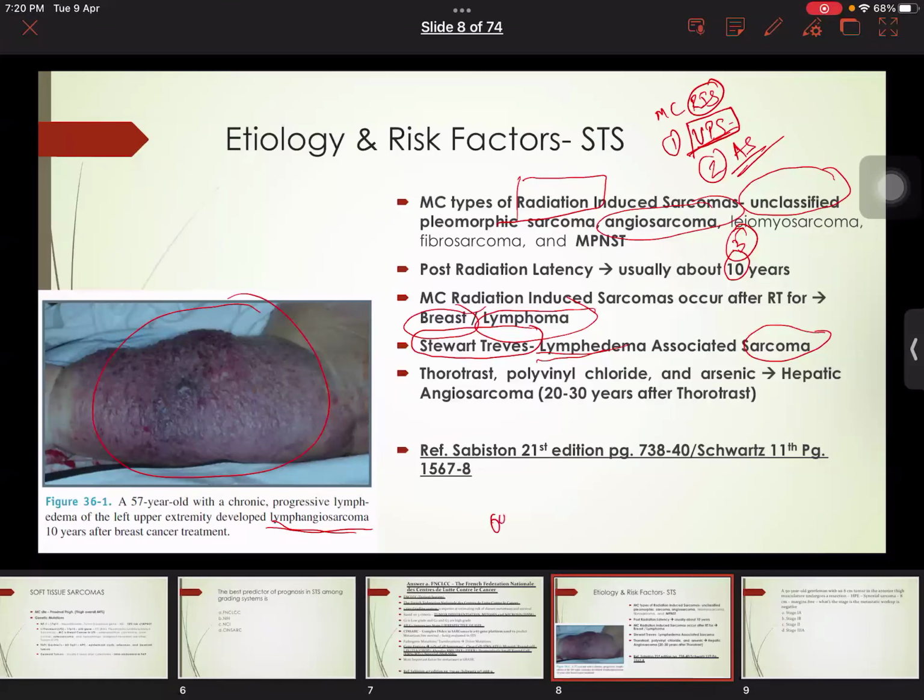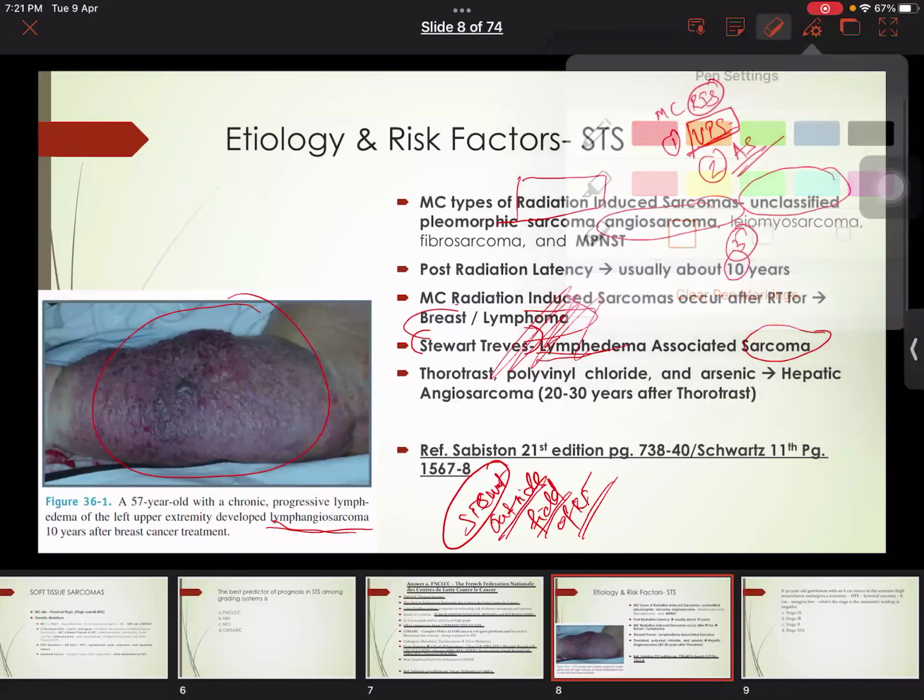It happens outside the field of radiation. It happens outside the field of RT as far as the Stewart-Treves syndrome is concerned. So if you consider the Stewart-Treves syndrome, it will happen outside the field of radiation. It is not a radiation-induced sarcoma. It is a lymphedema-associated sarcoma. It's not a radiation-induced sarcoma. Okay.